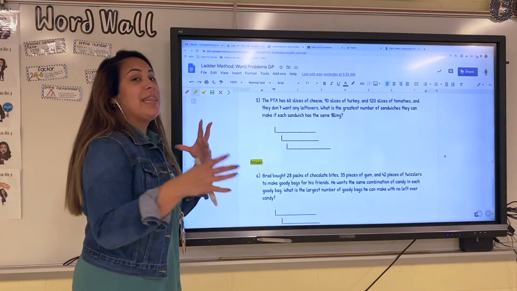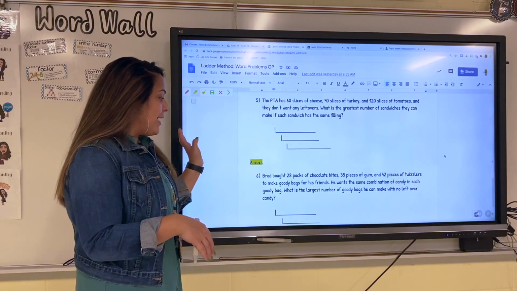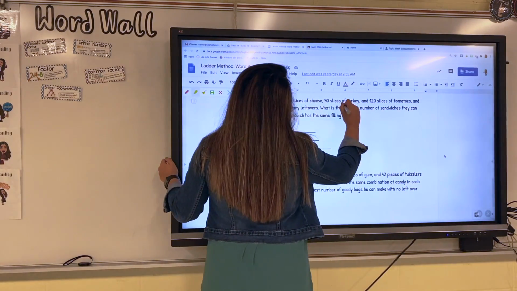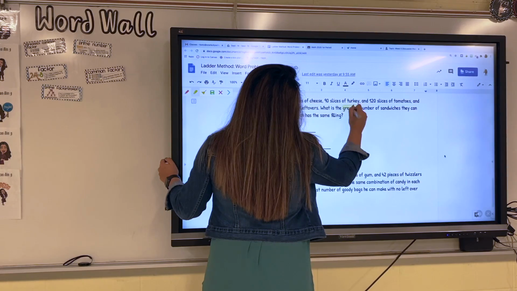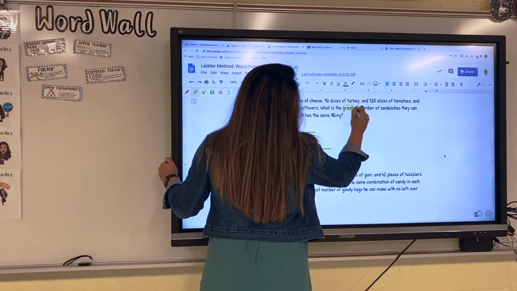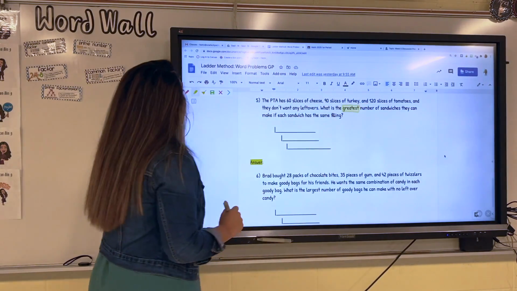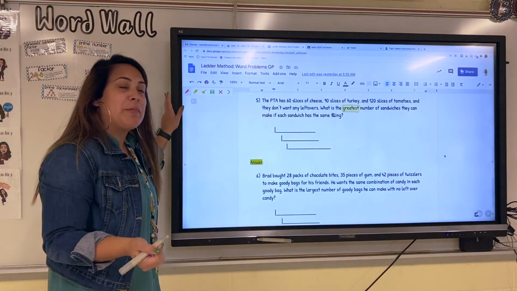First thing is that keyword. This word problem was nice and used "greatest." It made it really easy on us. So my keyword is greatest. That lets me know, okay, well, we're looking for the greatest common factor.